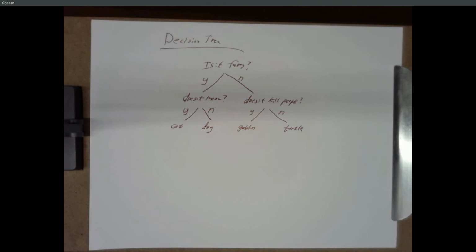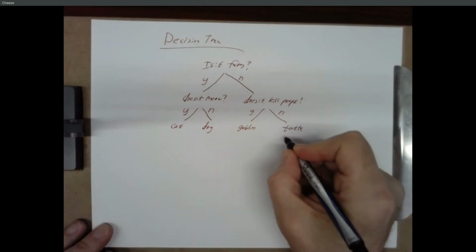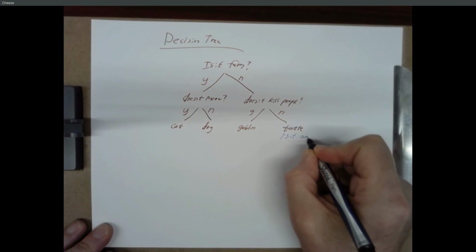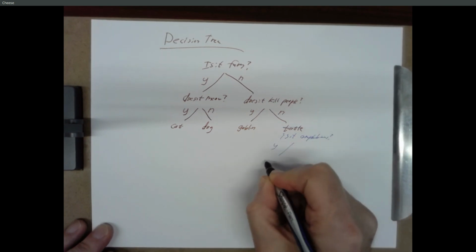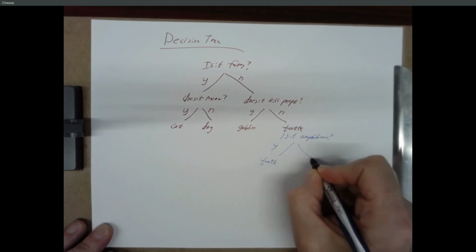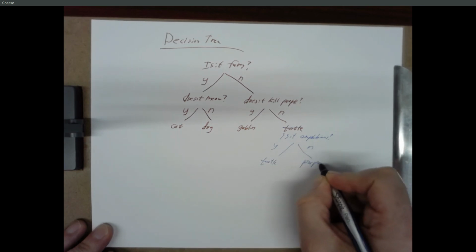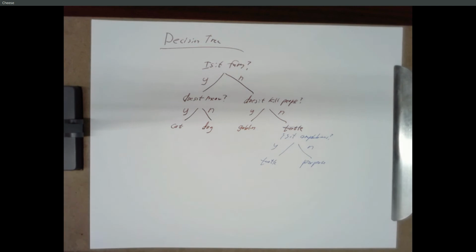So here's what we do. We say, okay, can you tell me a question that I could ask where the answer would be yes for a turtle and no for a porpoise? Is it amphibious? Okay, so is it amphibious? And if the answer is yes, it's a turtle. And if the answer is no, it's a porpoise. And now we've expanded our knowledge.